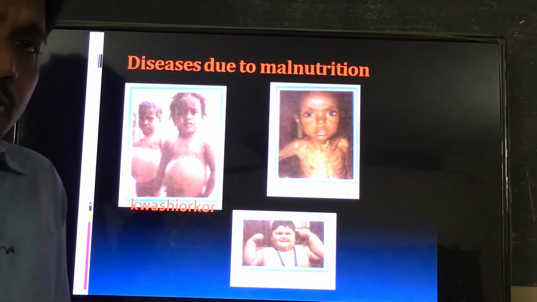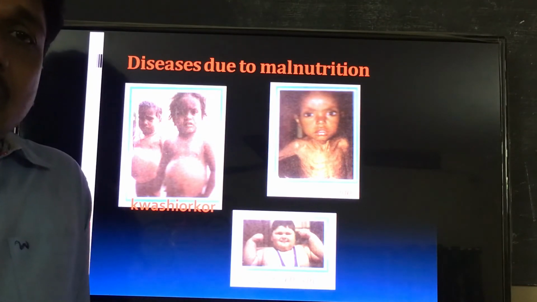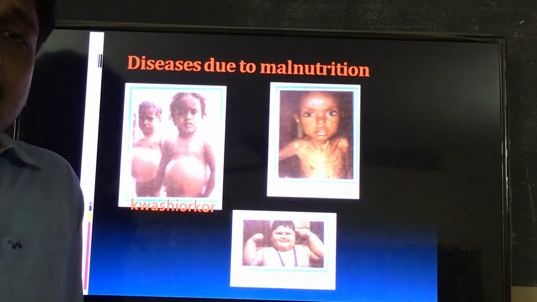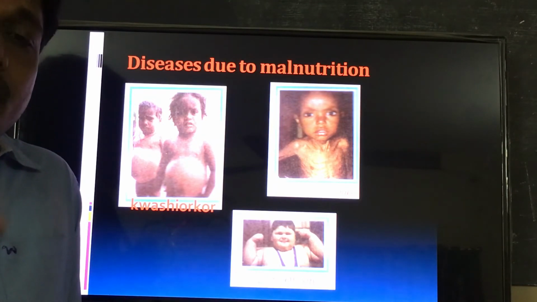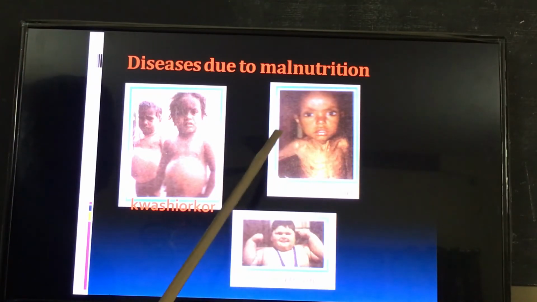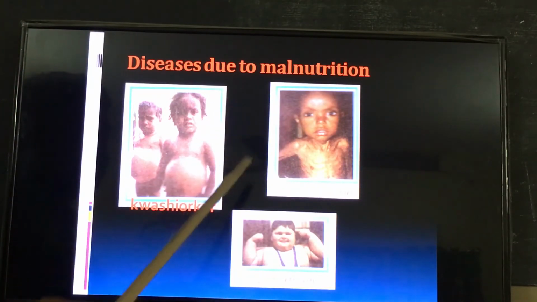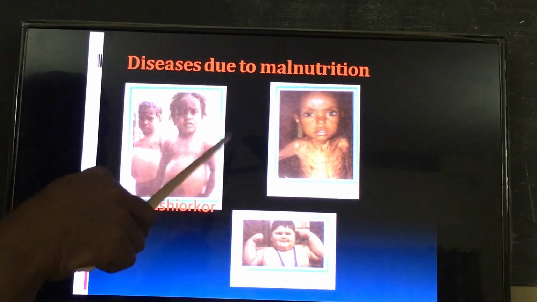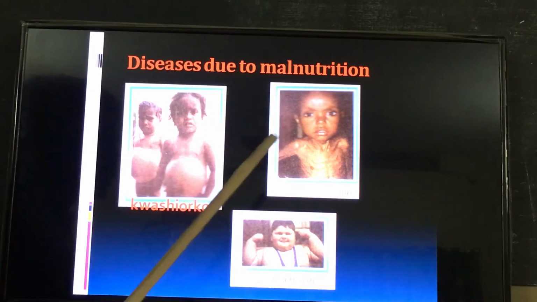What are the 4 reasons for malnutrition? One is lack of awareness. Second one is poverty. Third one is socio-economic problem. And fourth one is repeated attack of infections. Here in this picture we can observe the person who suffers with diseases due to malnutrition.